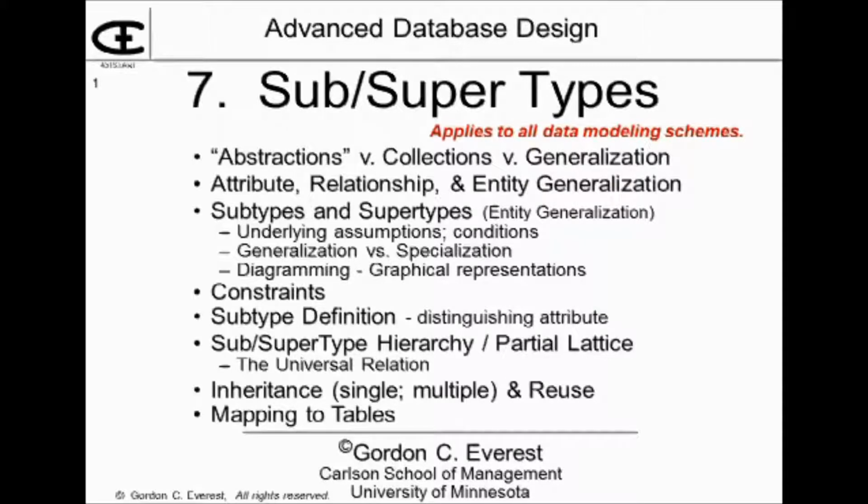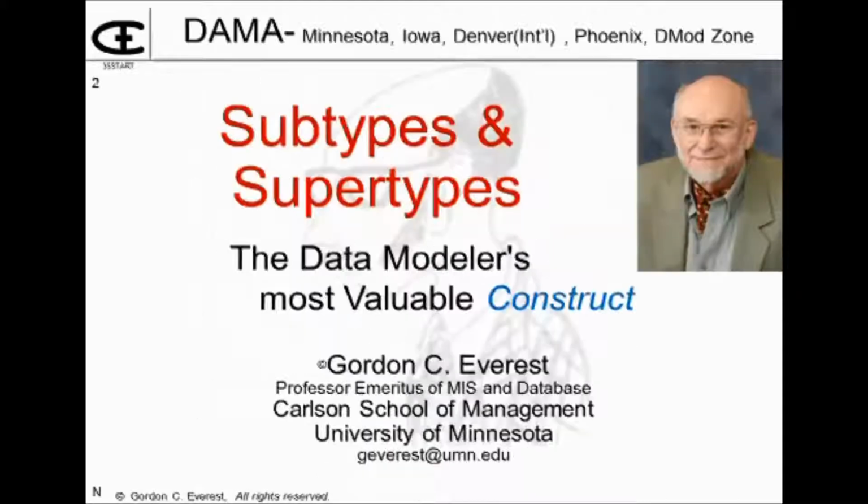They have to actually pick the tables up front. When you have the ability to define subtypes and supertypes, then you can defer the question of where do I build my tables. And that's really a good thing. All right, I call it the data modeler's most valuable construct.